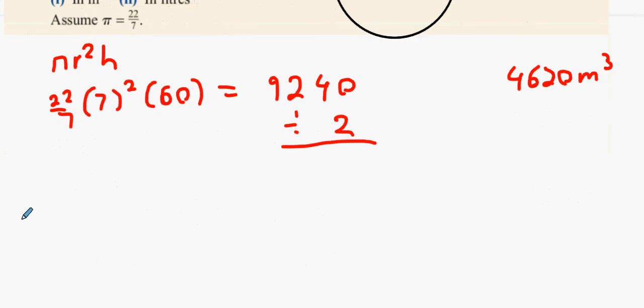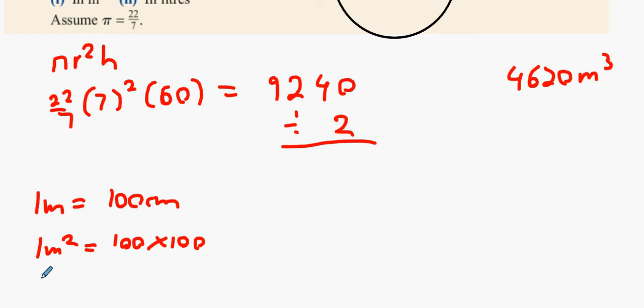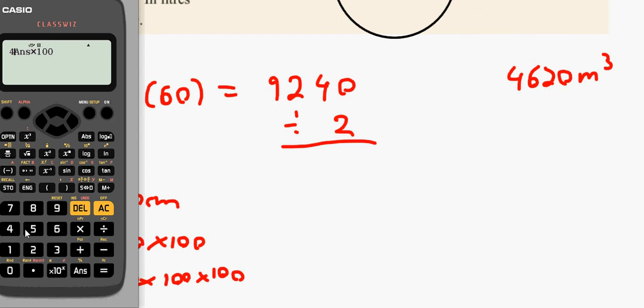Now, does anybody remember my trick in the past? 1 meter is how many centimeters? 100 centimeters. How much is 1 meter squared? 100 by 100. How much is 1 meter cubed? 100 by 100 by 100. So what do we have to do with this number? Multiply by 100 by 100 by 100.